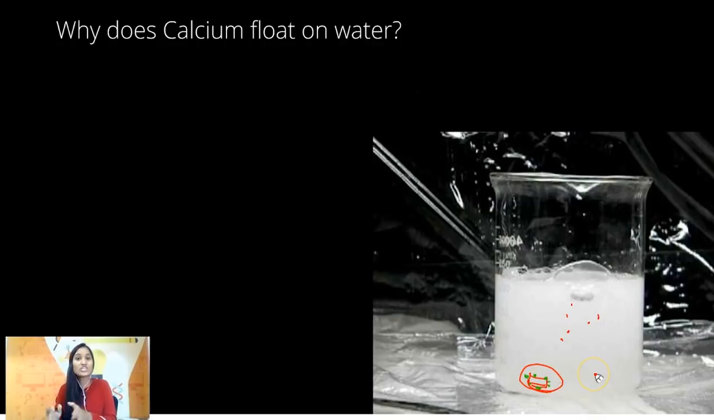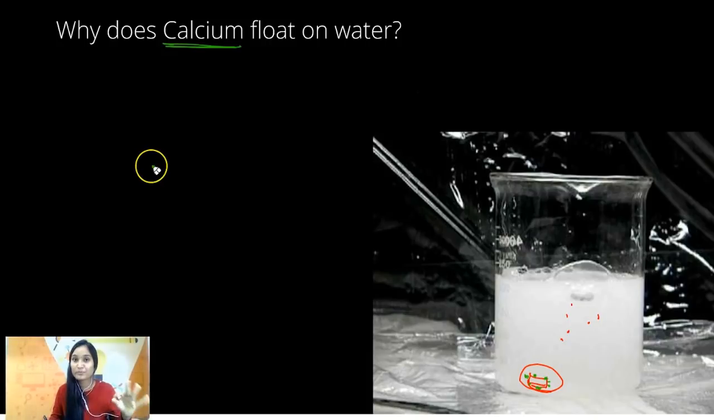A small chunk. Assume that to be the chunk of calcium, the piece of calcium. And now the piece of calcium here sinks down initially, proving that it has more density. That's good. A few of you have rightly mentioned that it is due to its reactivity. Yes, when we add calcium to water, it undergoes reaction. But before that, we need to recall a few points about calcium. Calcium is one of the active metals of the reactivity series.